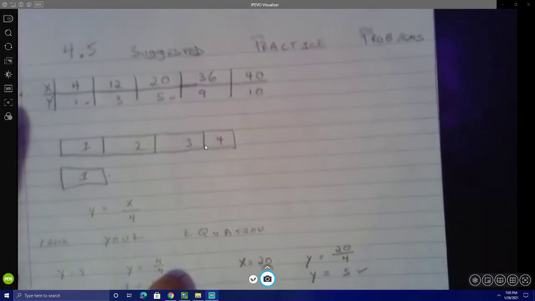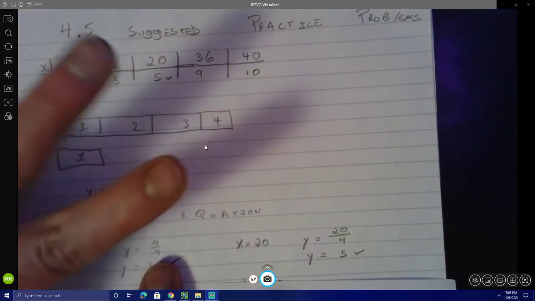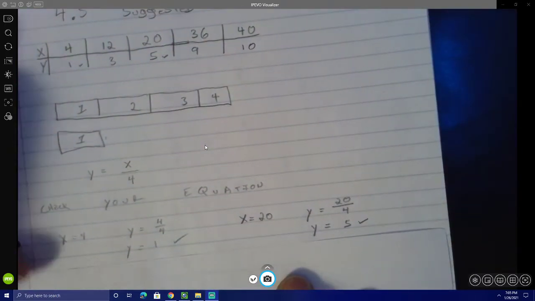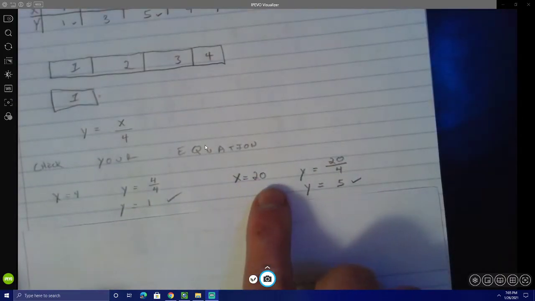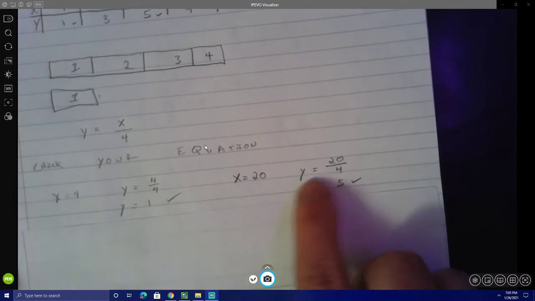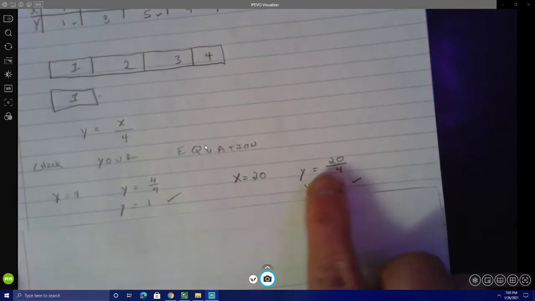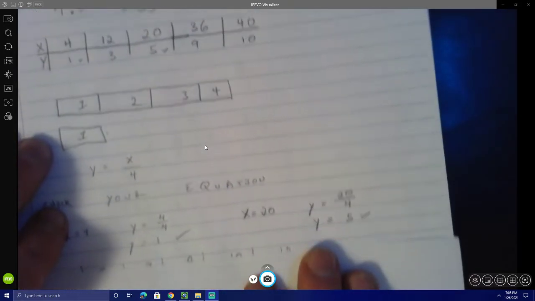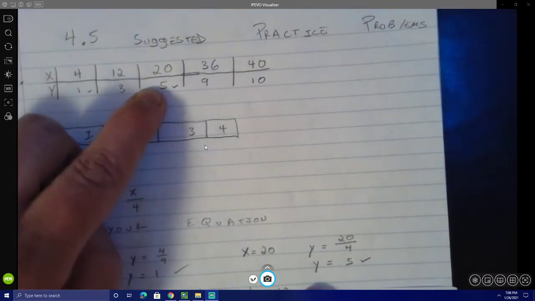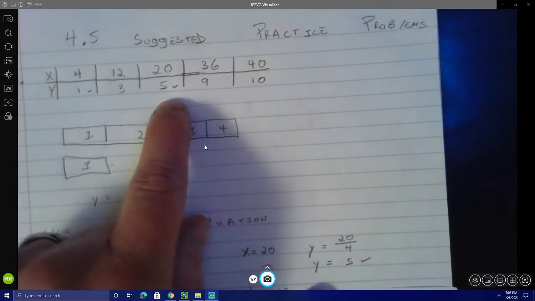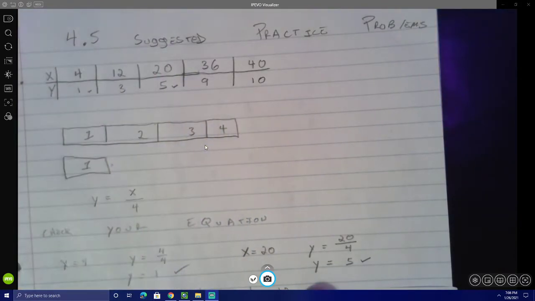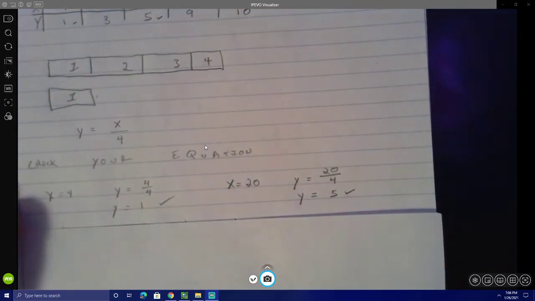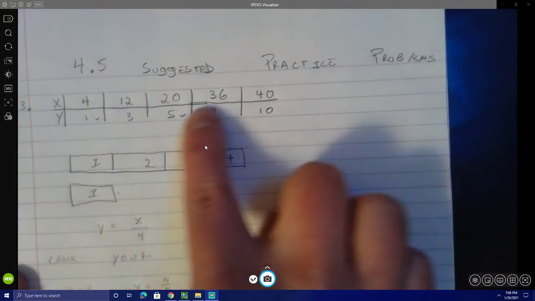But we have to at least check 2 values in the table to know if our equation is true. So I decided I would check that value x equals 20. So I substituted it in for my x, and I'm left with y equals 20 over 4. I know 20 divided by 4 is equal to 5. I go up and check my table, and I see that I do have a value of y equals 5 when x is equal to 20. Because I checked 2 of these, I know that this equation is true and represents the table right here.